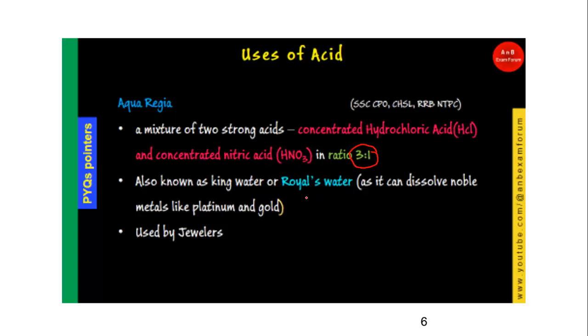It is also known as royal water. Why? Because it can dissolve precious metals like gold and platinum, and it is commonly used by jewelers. I repeat, aqua regia is a mixture of two strong acids, HCl and HNO3, that is nitric acid, in the ratio 3:1, and it is also known as royal water and used by jewelers to dissolve the noble metals like platinum and gold.